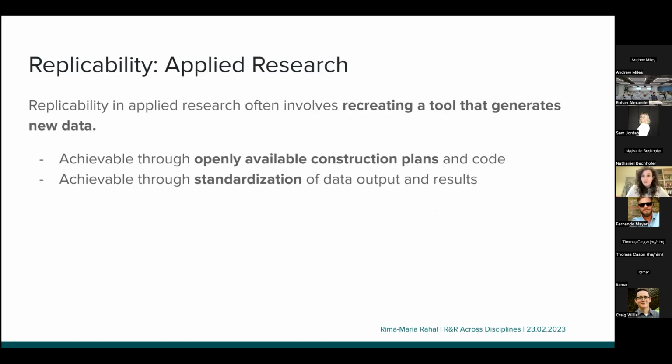In applied research, there was also an example from engineering in this data set from Wikimedia. We learned that replicability often involves recreating a certain tool that generates new data. And this means that challenges for replicability can stem from whether construction plans for these tools are actually openly available, and whether code to use these tools is openly available, and then whether the output that this measurement tool, of whatever kind, creates is standardizable and if results are reported in a standardized manner.